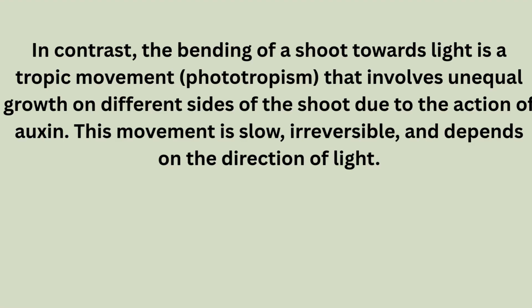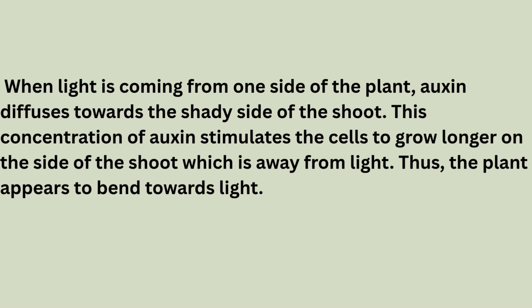In contrast, the bending of a shoot towards light is a tropic movement, phototropism, that involves unequal growth on different sides of the shoot due to the action of auxin. This movement is slow, irreversible, and depends on the direction of the light. When light is coming from one side of the plant, auxin diffuses towards the shady side of the shoot. This concentration of auxin stimulates the cells to grow longer on the side of the shoot which is away from light. Thus, the plant appears to bend towards the light.